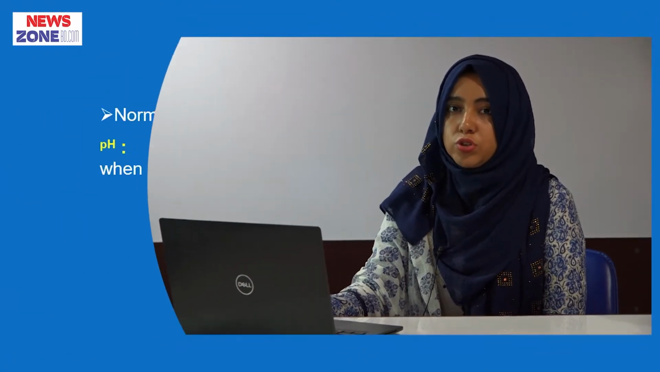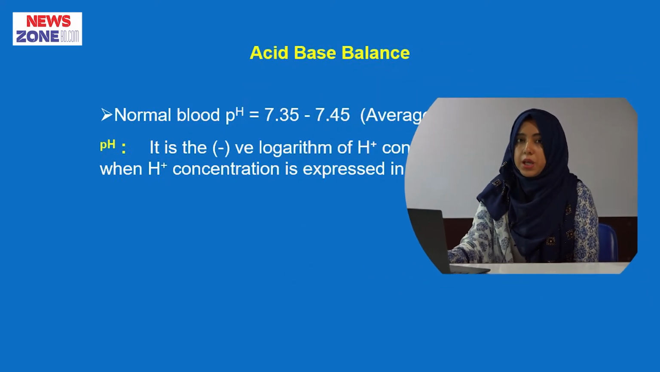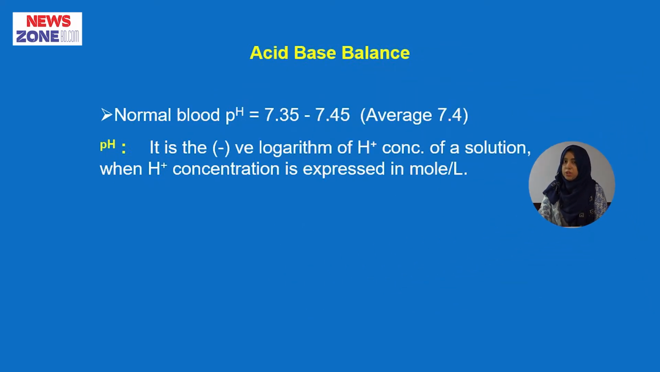Today, we are going to learn about acid-base disorder. To know about acid-base disorder, first of all, we should know what is pH. pH is the negative logarithm of hydrogen ion concentration of a solution to the base 10, where hydrogen ion concentration is expressed in mole per liter. Our normal body pH is 7.35 to 7.45.